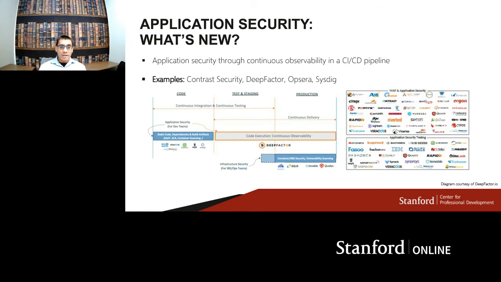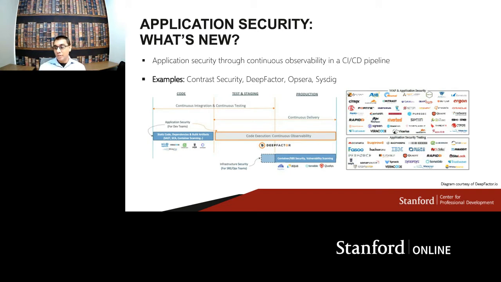So there's a whole variety of startups and tools, Contrast Security, Deepfactor, Opsera, Sysdig, that have focused on making sure that you are always observing what's running in test and staging and in production sometimes to determine what vulnerabilities exist. So to look at Deepfactor as an example, what Deepfactor does is it's continuously running, and it's looking for all kinds of vulnerability even when you're in test and staging.